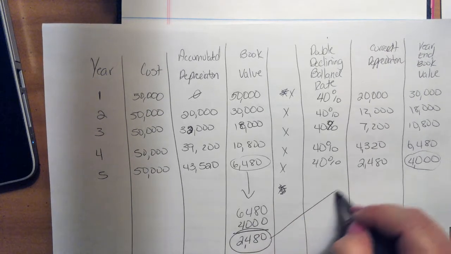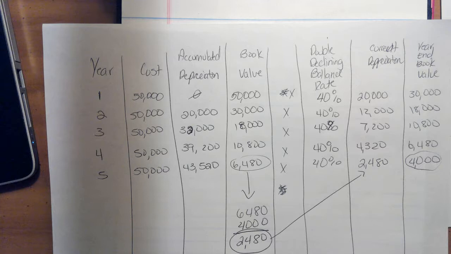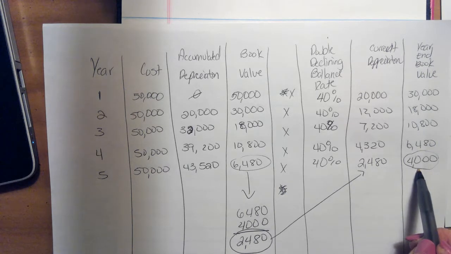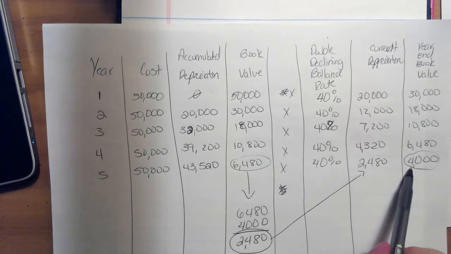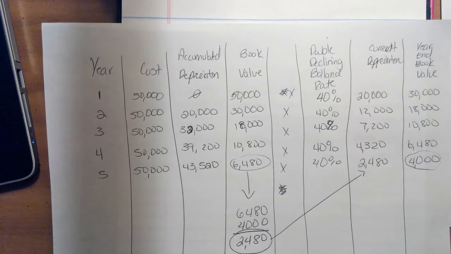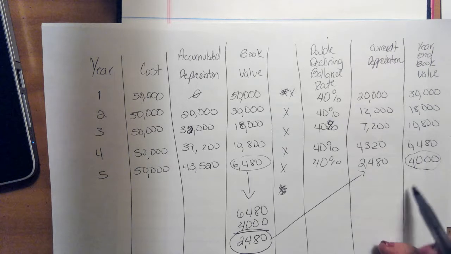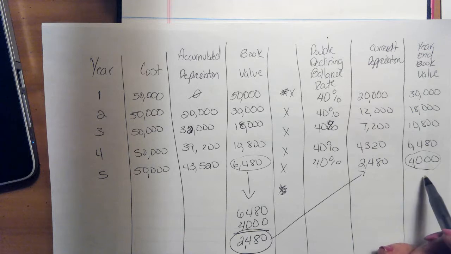This is what I make my current year depreciation in the last year doing double declining to end up with the $4,000 residual value. Again, I repeat, in double declining, you cannot go past the residual value. When we do straight line depreciation, we take residual value off the front end. When we are doing double declining, we deal with the residual value on the back end.